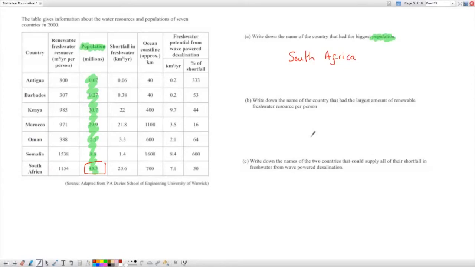Now we're asked to identify the country that had the largest amount of renewable freshwater resource per person. So now we're looking at a different column. We're looking at renewable freshwater resource per person. This is shown in our first column here. So we're looking for the name of the country with the largest out of here. And we can see our largest value there is shown here that corresponds to Somalia.